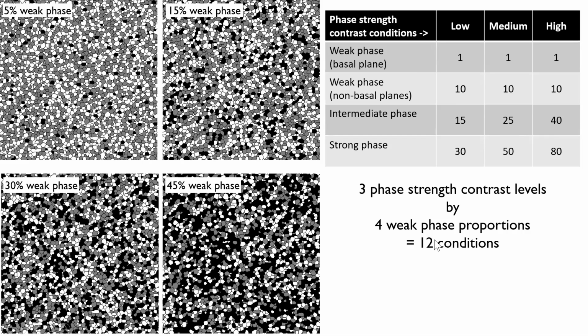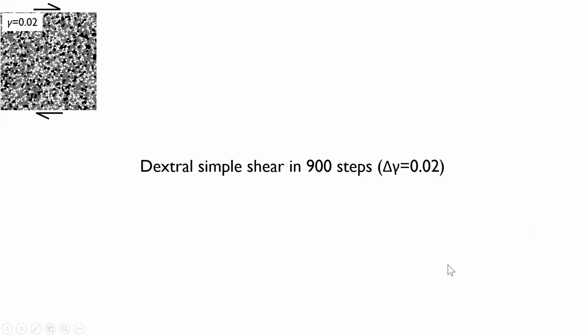And then we have 4 weak phase proportions: 5, 15, 30, and 45% weak phase. So a 3x4 design gives us 12 conditions.